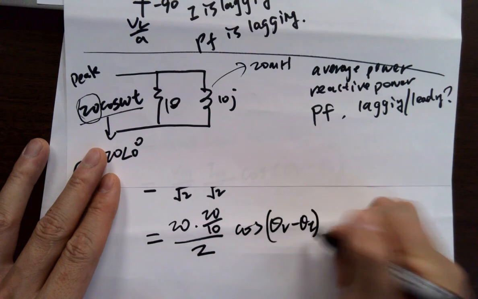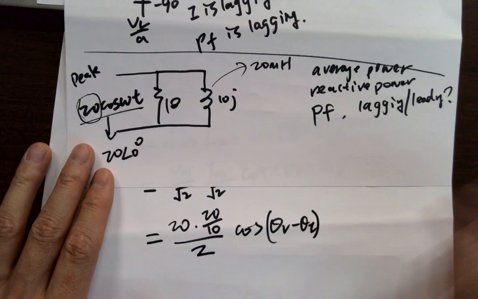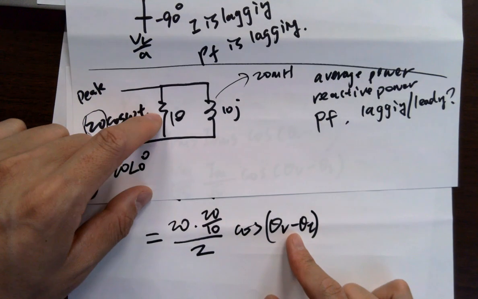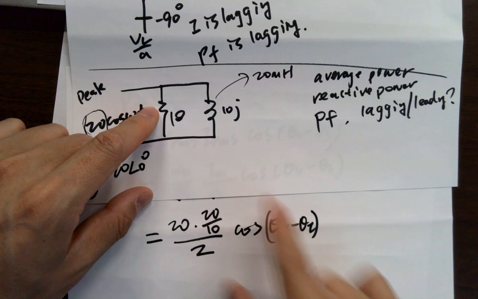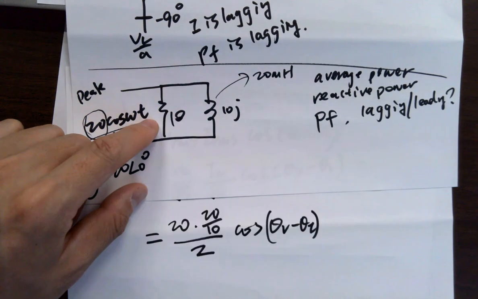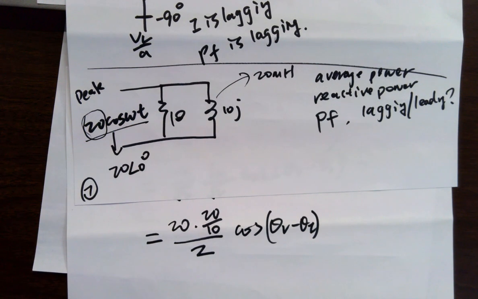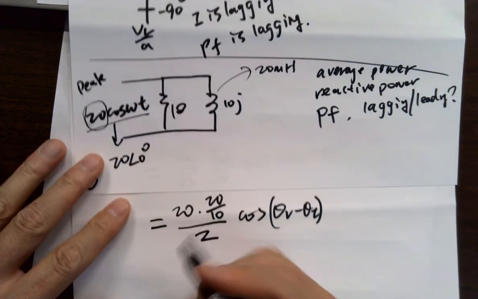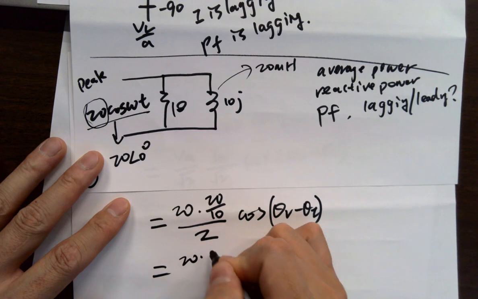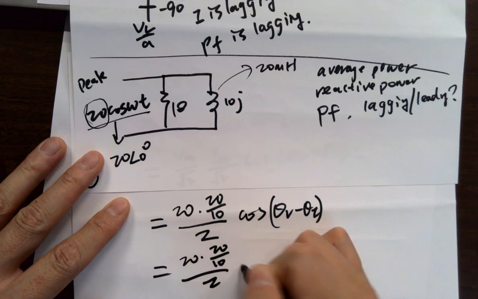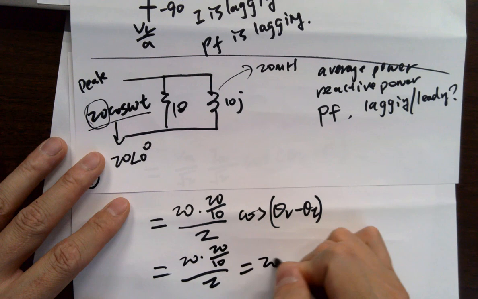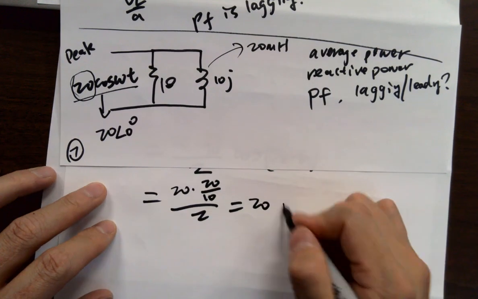So what's the voltage and current phase difference over the resistor? What's the angle difference of V and I? 0. There's no angle difference, no phase shift for the resistor itself. So it becomes 1. So it's just basically 20 times 20 over 10 over 2. It's 20 what for average power? Watts.